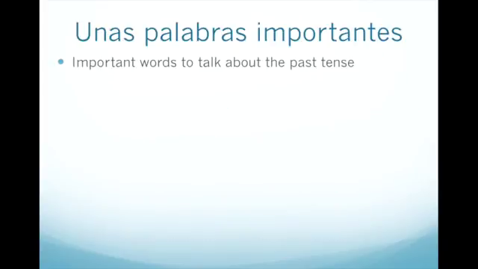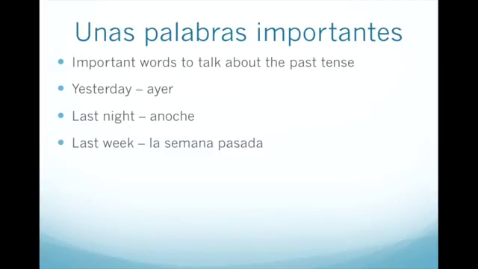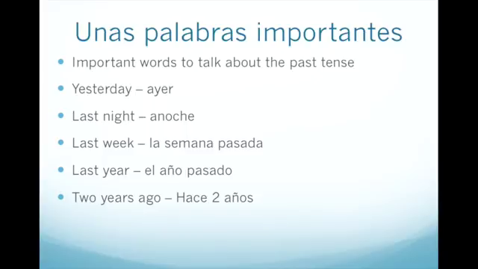If we want to use the past tense, again, if we were talking about how the nosotros forms are the same, how do we tell the difference? We have to use other words in the sentence to tip us off. There are important words to talk about the past. For example, yesterday is ayer, we've already known. Last night is anoche. Last week is la semana pasada. Last year is el año pasado. Two years ago, hace dos años. All of these words are going to help us know if we're talking in the past. So if you see them in a sentence, you know that we're speaking in the past.